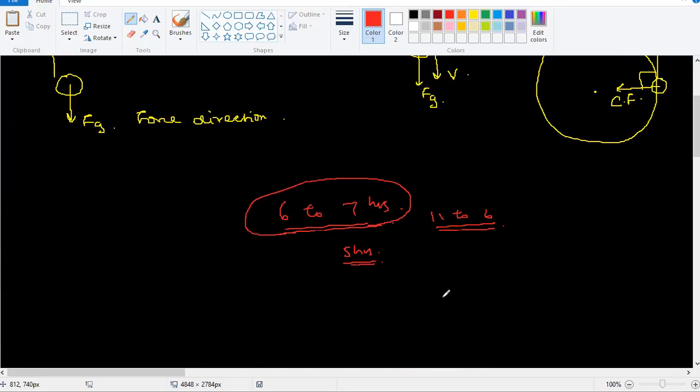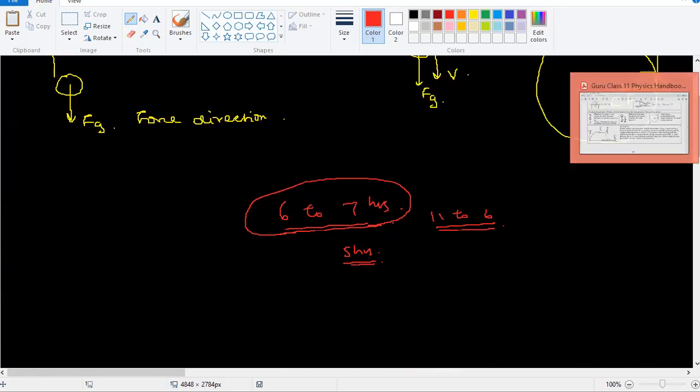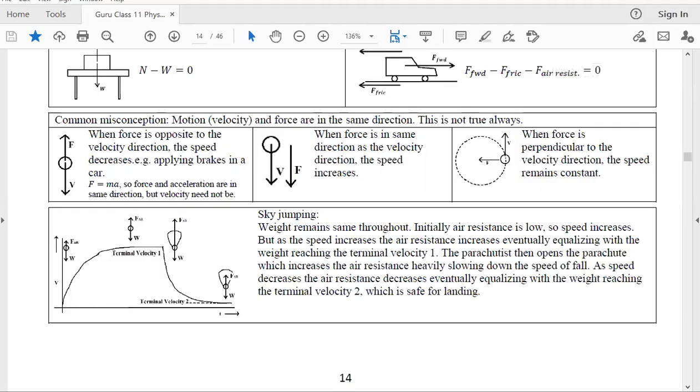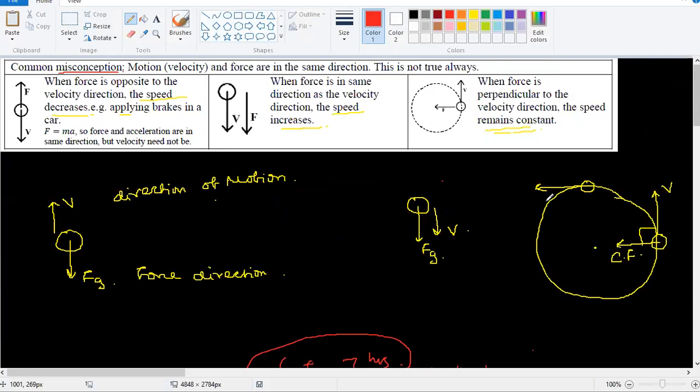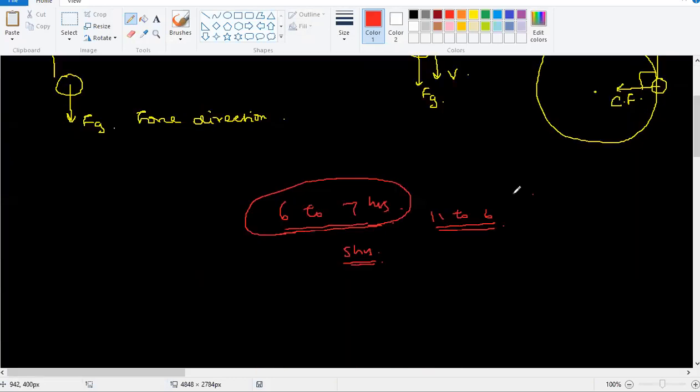Okay, so let's see, where did I leave? Okay, then let's talk about sky jumping. The physics behind sky jumping. This is a very interesting concept, so listen carefully.